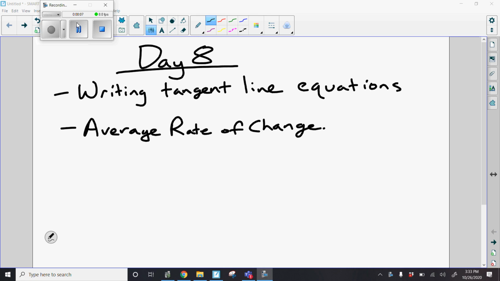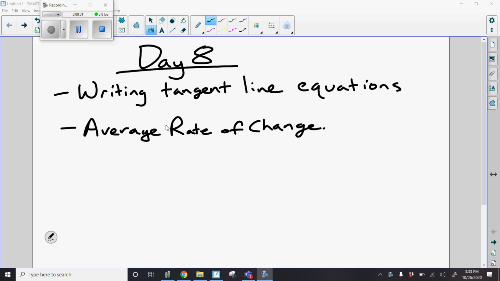Today we're going to be looking at writing tangent line equations. It's going to build off of our power rule, but it's going to be just a little bit different. We're going to be writing tangent line equations, and we're going to talk about average rate of change. Now, you learned about average rate of change in those AP daily videos, but I just wanted to get it one more time so it's good and in your notes, so I can check on that.